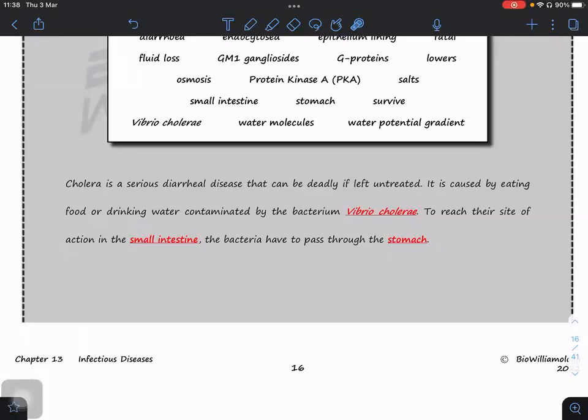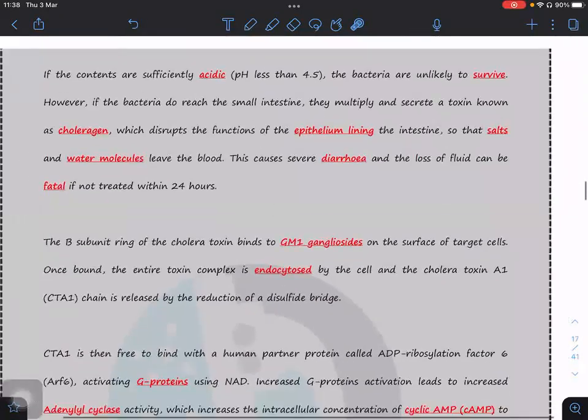Normally, when we have a low pH in the stomach, no problem, we'll be able to cure that. So if the contents are sufficiently acidic, less than 4.5, bacteria are unlikely to survive. However, if your stomach is not so acidic, the bacteria reach the small intestine.